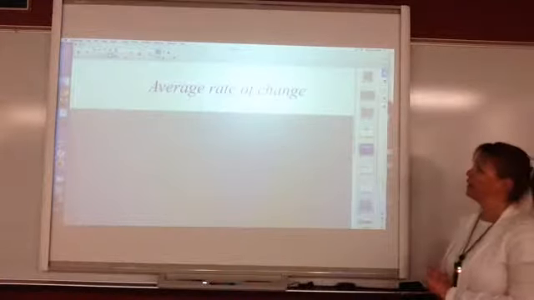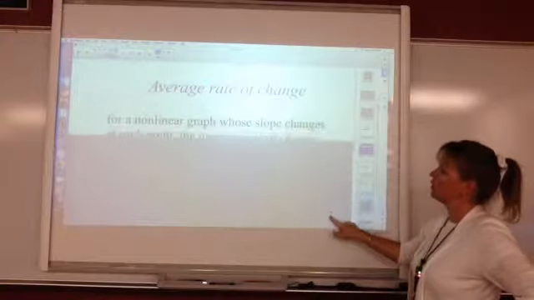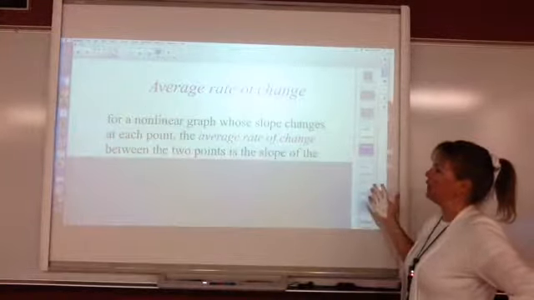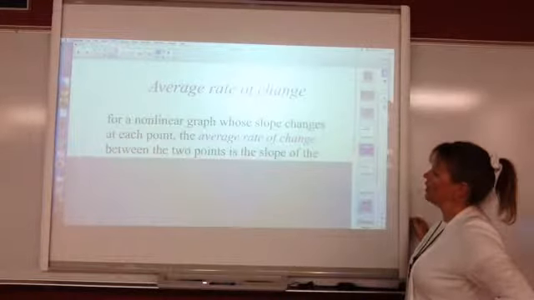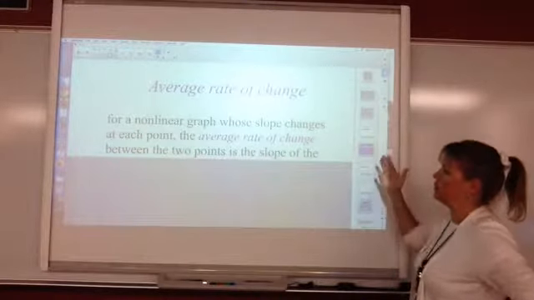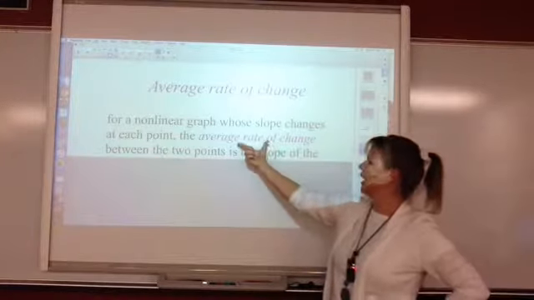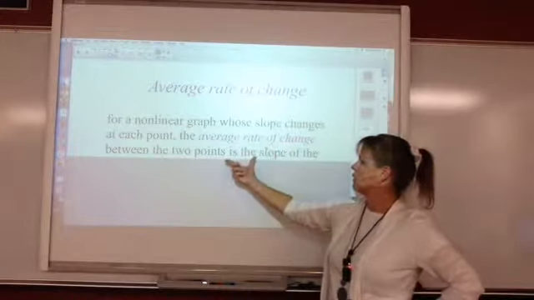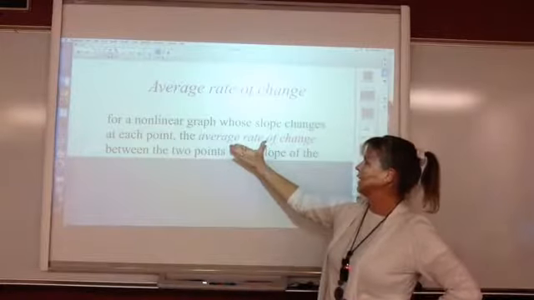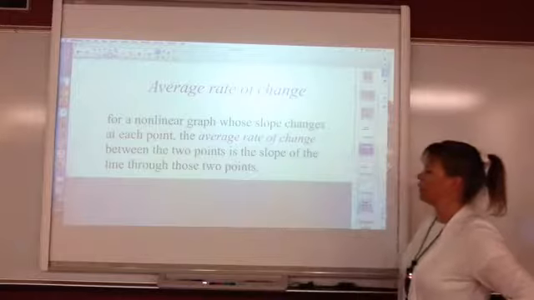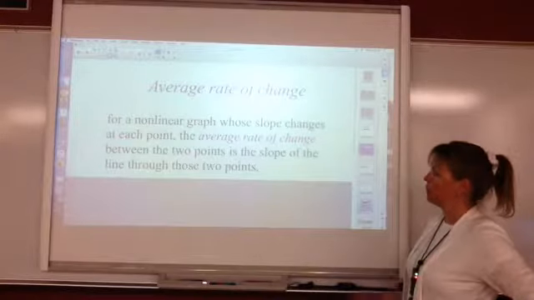Okay, next topic is the average rate of change for a nonlinear graph. What if it's not a line whose slope changes at each point? Depending on which point, you're going to have a different slope. So you need to find the average rate of change between the 2 points. If you can find the average rate of change, that'll be the slope of the line through those 2 points.